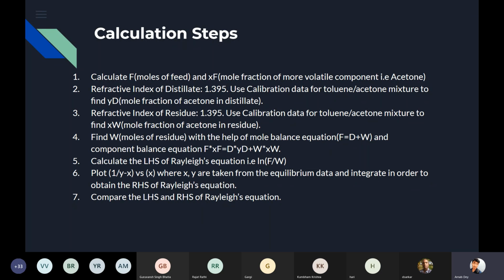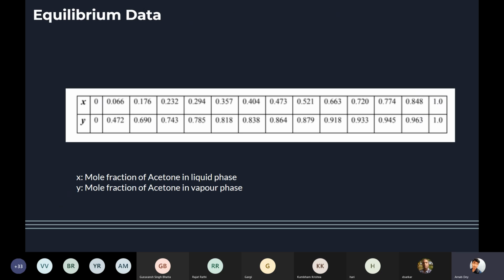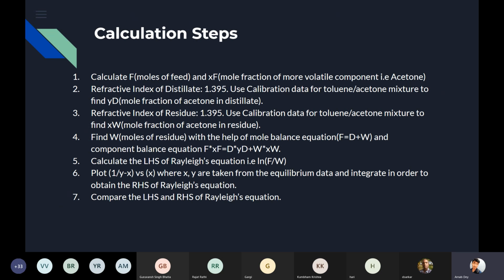Now you have been provided the calibration data over here. Once you have obtained the plot, it will be a kind of straight line graph with refractive index on the y-axis and toluene concentration on the x-axis. Here we know the refractive index of the distillate from the experiment. We have determined it using the refractometer. So now we can use that graph to determine the toluene concentration.